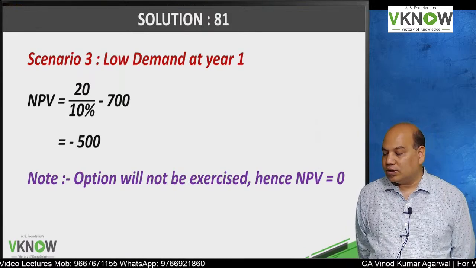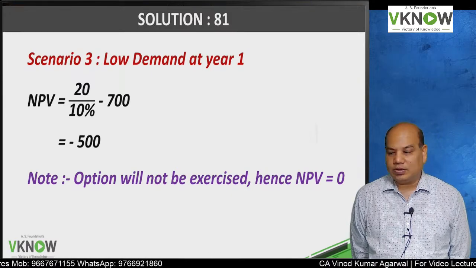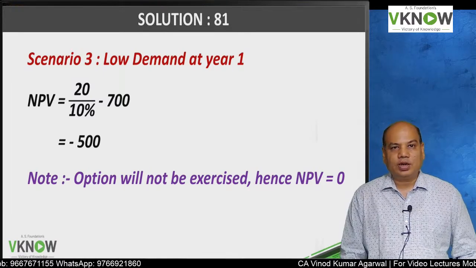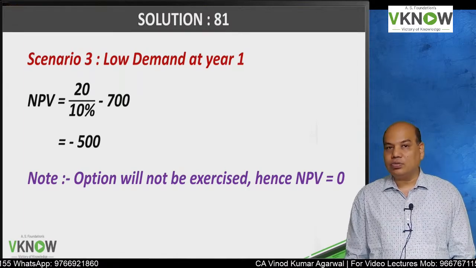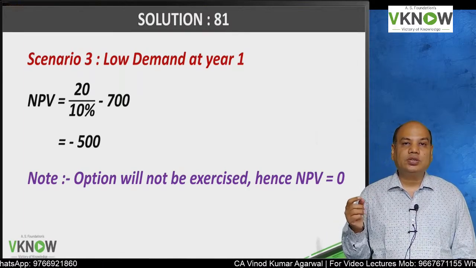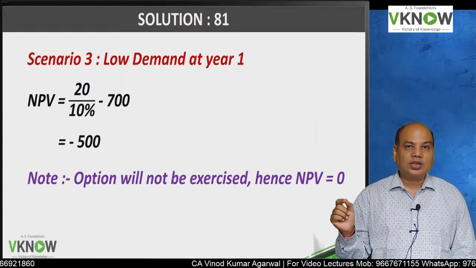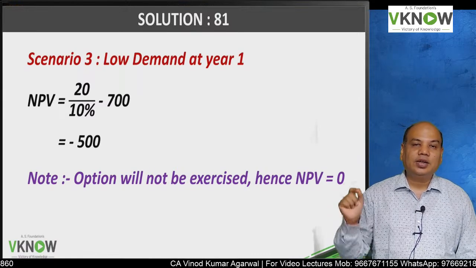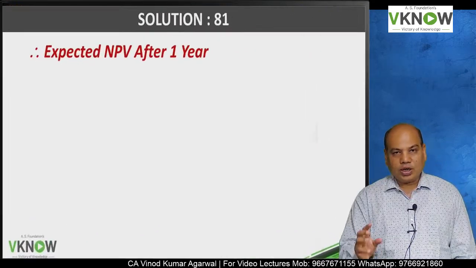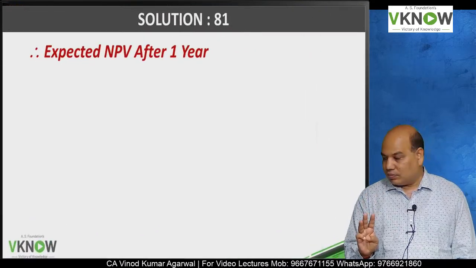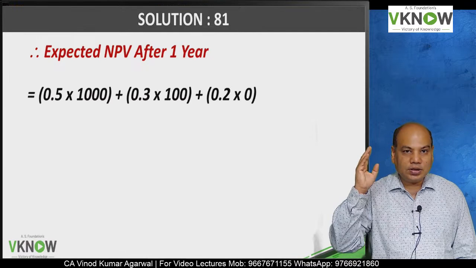This was important. Some student will take minus 500 also and compute the expected NPV. That is wrong, and then you lose the full marks. Minus 500 is correct calculation, but because you have a choice to start or not to start the project, why would I start the project knowingly that my NPV is negative? So NPV is 0. So I have got 3 NPVs now. One was 1000, one was 100, and one is 0.